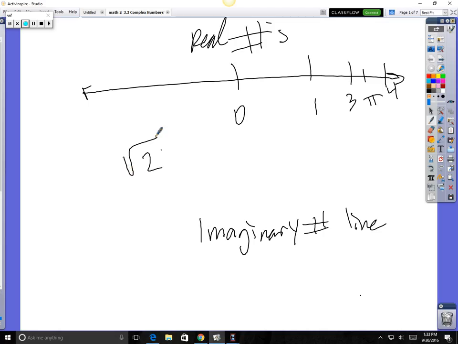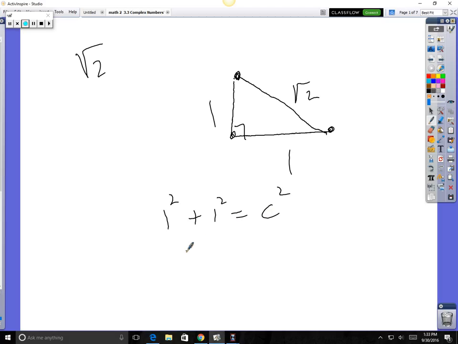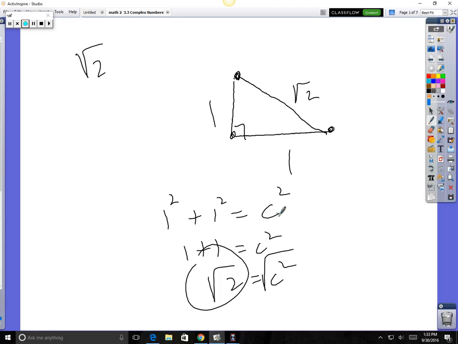A lot of these irrationals come from triangles, so you'd have to draw a triangle. This is how you create square root 2. If you want to create square root 2 with the tape measure, you get a point. You go over here, 1. You make a 90. You go up here, 1. Then, from this dot to this dot is exactly square root 2. Because 1 squared plus 1 squared equals c squared. 1 plus 1 equals c squared. 2 equals c squared. Square root. That is the only way to create square root 2.